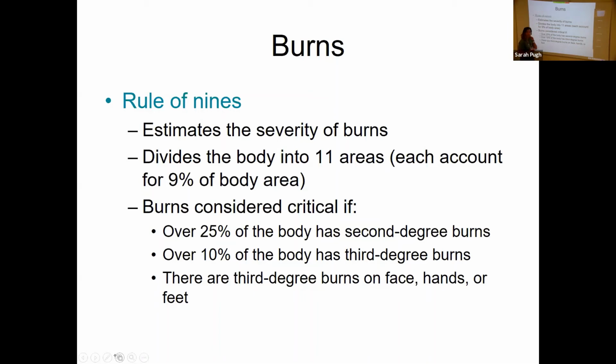A burn is critical if over 25% of the body has a second-degree burn, if over 10% of the body has a third-degree burn, or if there are third-degree burns on the face, the hands, or the feet. So you can see her burn was classified as a critical burn since it was on her feet.